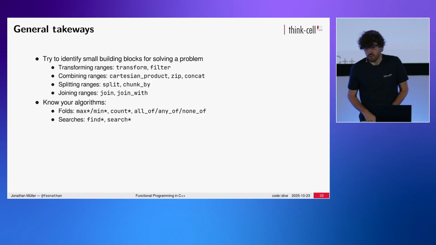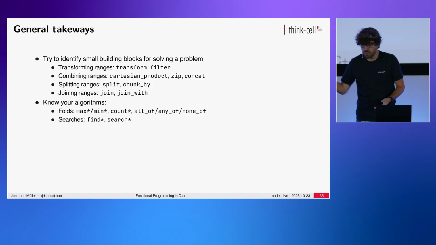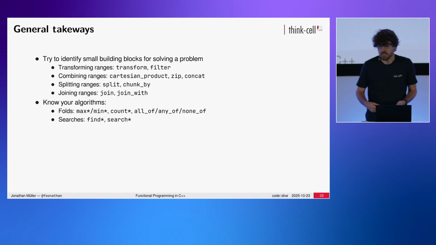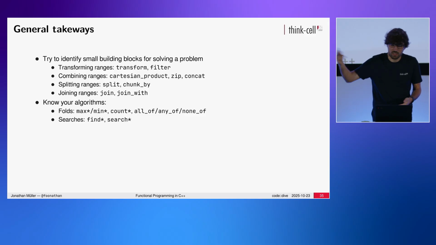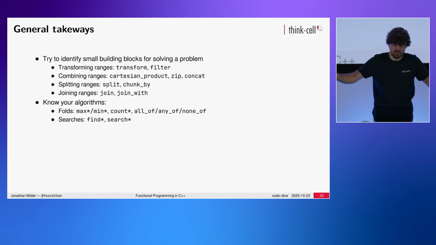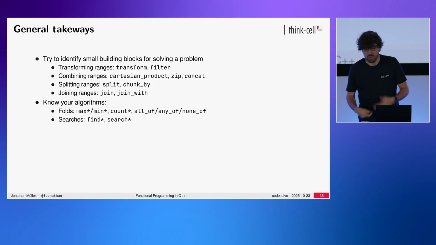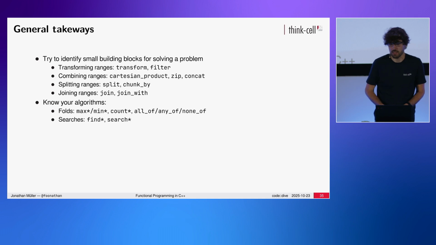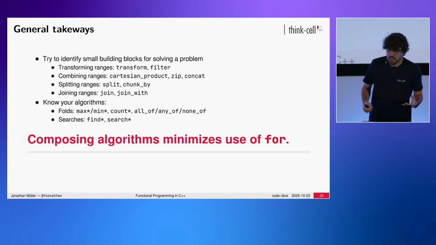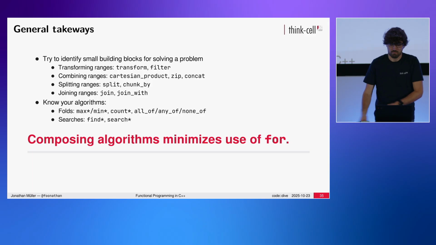And then we can use our algorithms. So there are variants of max and min. There are algorithms to count, check whether a predicate matches, and all of those are folds. Right? Similarly, there's accumulate, but it's not rangified yet. It will come. But there's the rangified fold left, and they all iterate over the entire thing and do some transformation and give you an aggregate result. And then there are searches, like you find for elements, you search for subranges, and stuff like that. And when you do that, you minimize the use of the for loop, right? Because you declaratively describe your input, and then you pass that to the algorithm that does the actual work that you want.